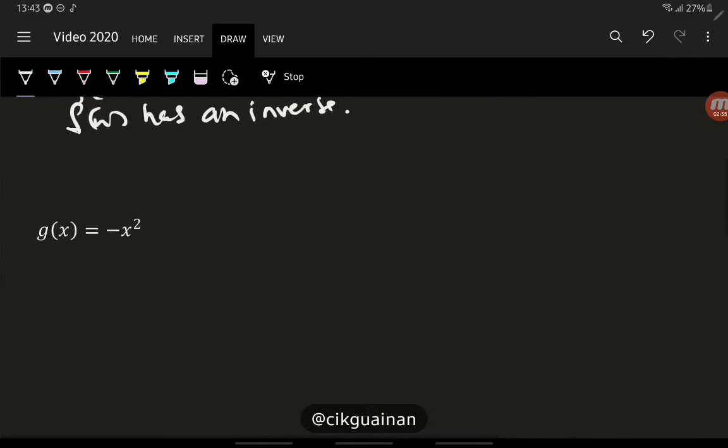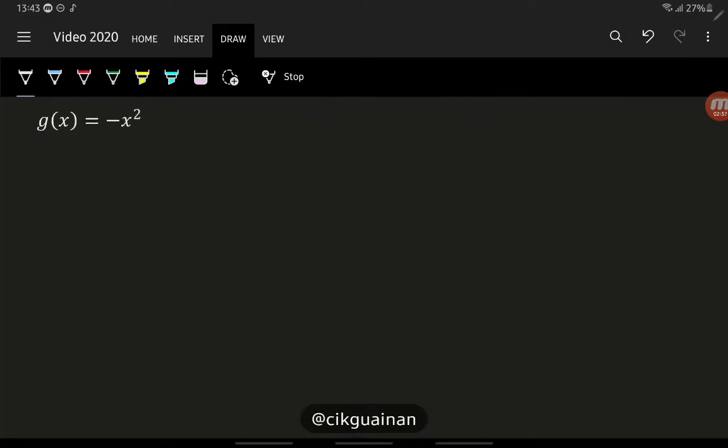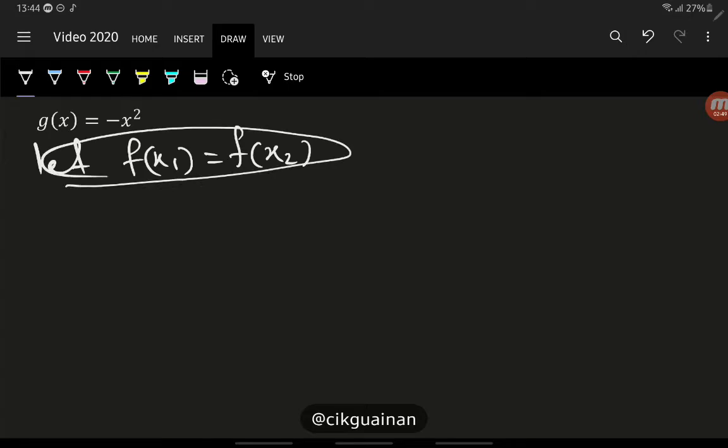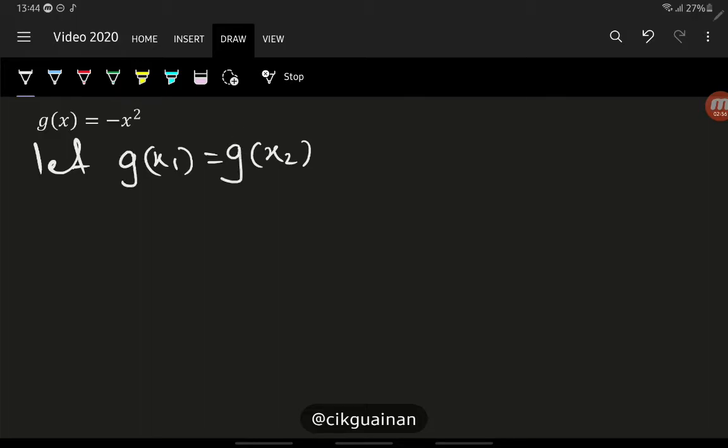Now let's move on to the second one. For this one, we do the same thing. Let g(x1) equals g(x2). Please take note, this step is important. You must show this one. Okay, this one is not f, my bad, it is g(x). Please follow the name of the function. So we have on the left hand side x1 squared equals minus x2 squared.